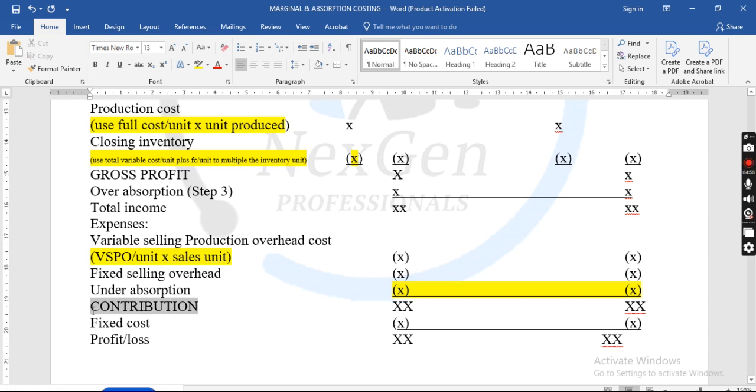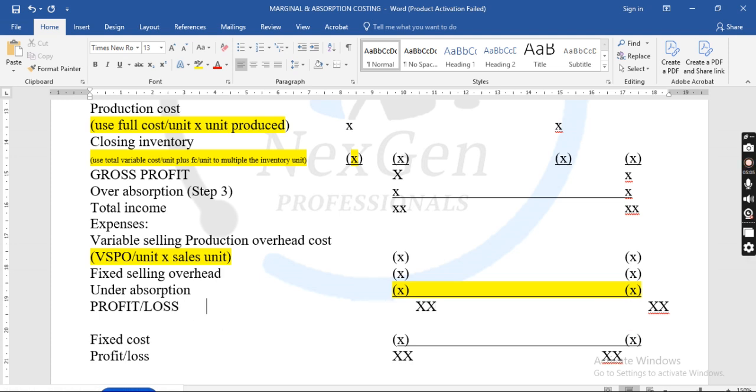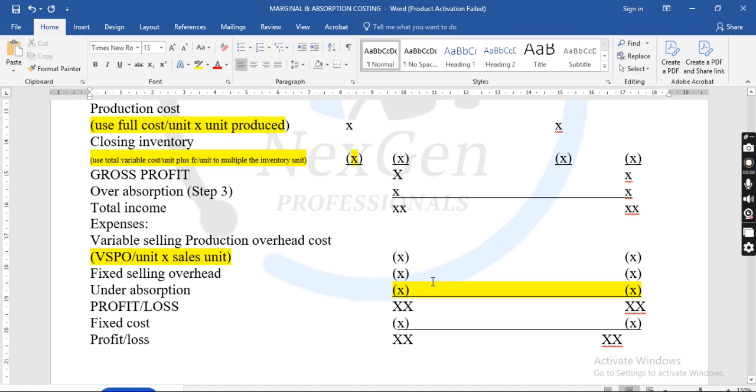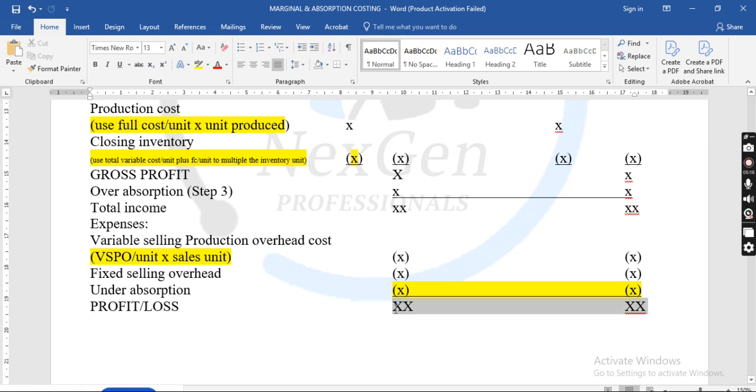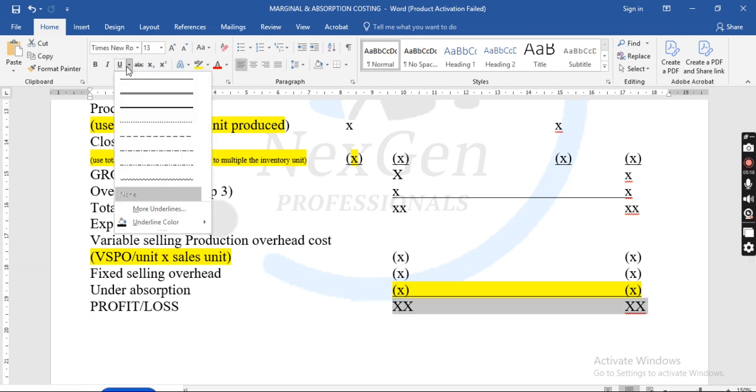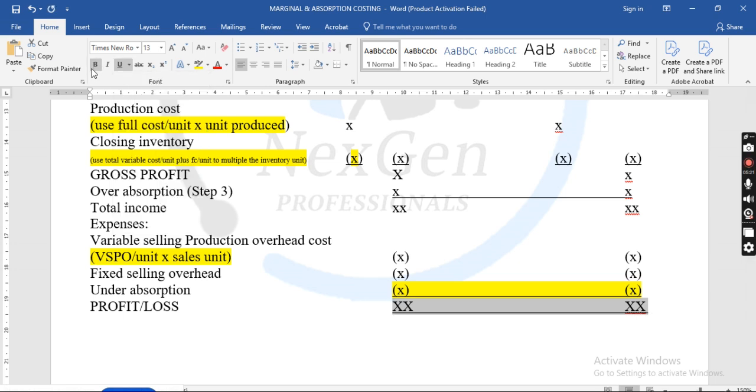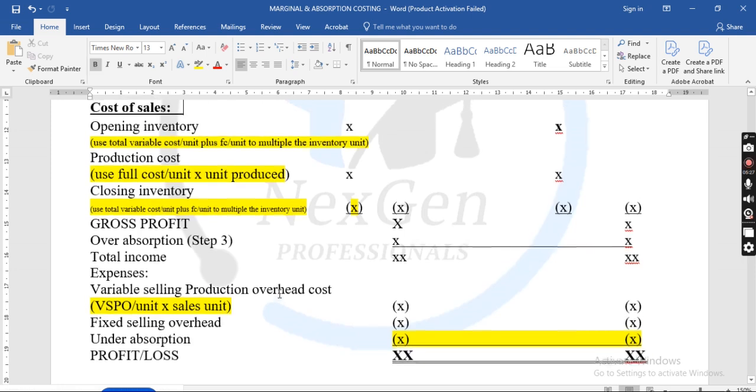And you can see that there is no contribution here. Is it possible to have profit or loss? It depends. If the expenses you incur are greater than your income, you could have a loss. And this is all about the format of marginal absorption costing. You can see that the format is very simple as ABC.